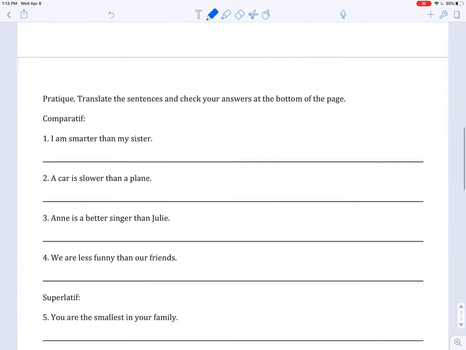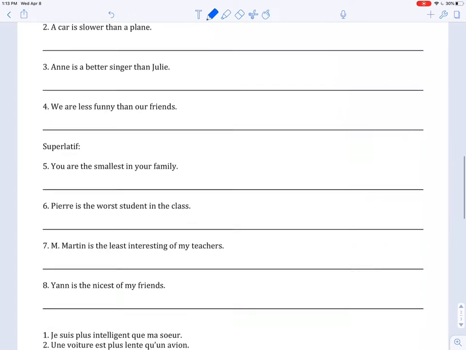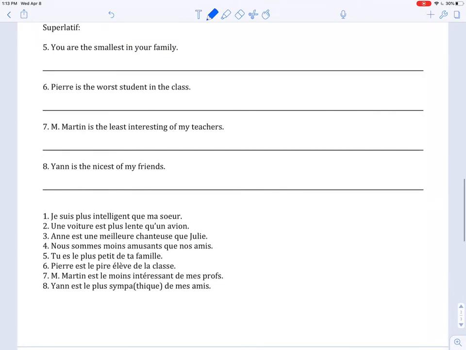On the second page, this is practice. This is just for your reference. This is not something that you have to hand in, but I gave you some translation sentences for comparative and for superlative. And then if you scroll down to the bottom, you've got your answers to check your work. So feel free to check those as you go along. There is a separate assignment that you'll actually turn in, but it's a great start to work on translating these sentences and checking your work as you go along.